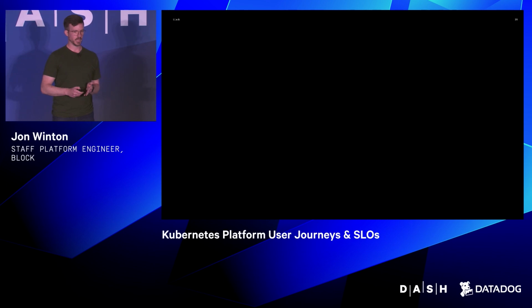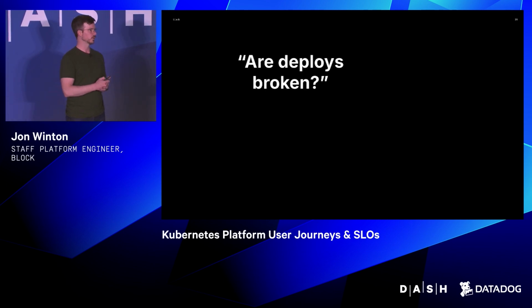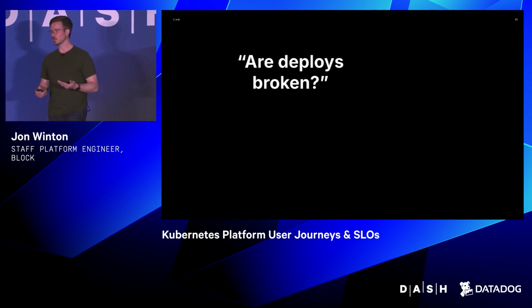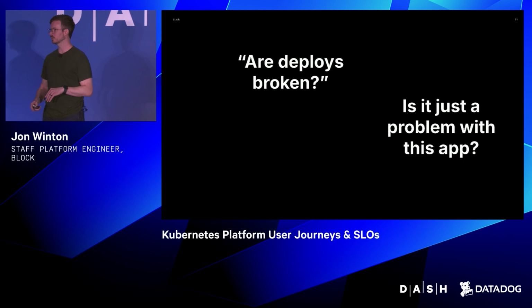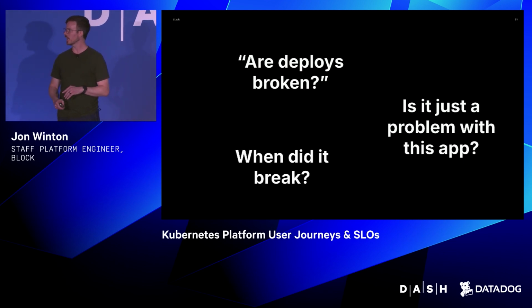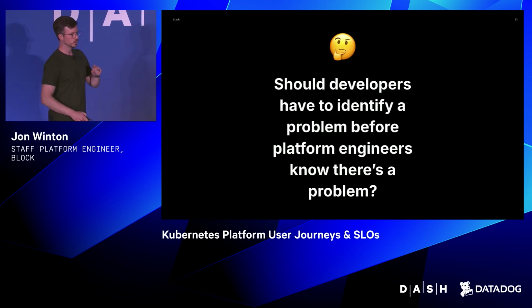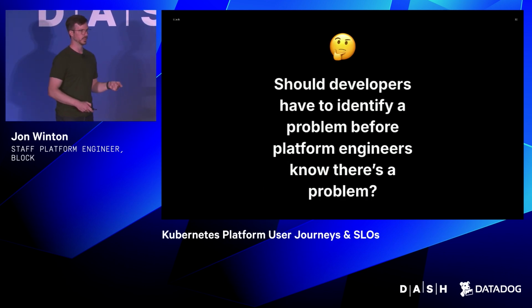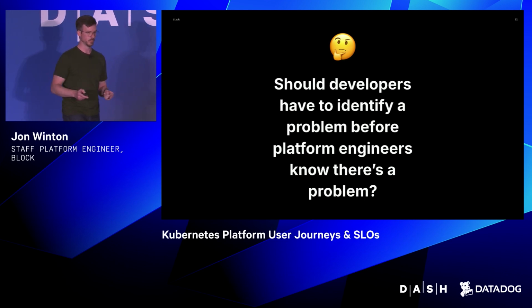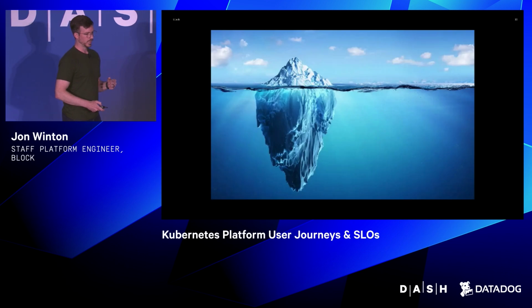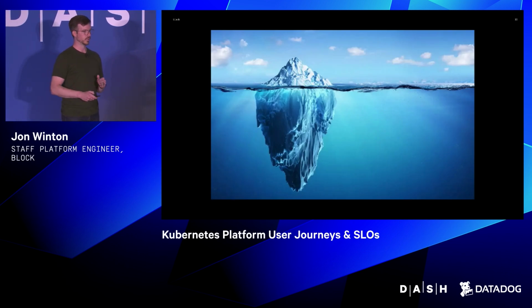And so this might kick off some questions in your help channels saying, hey, our deploy is broken from your users. And then your platform engineers come in, they say, oh, is this just that app? Or is it every app? And when did this break? And so it begs the question, should developers have to identify a problem in your system before a platform engineer knows there's a problem? Ideally, most of us will say no to that question. And so that's really what we are getting at here.